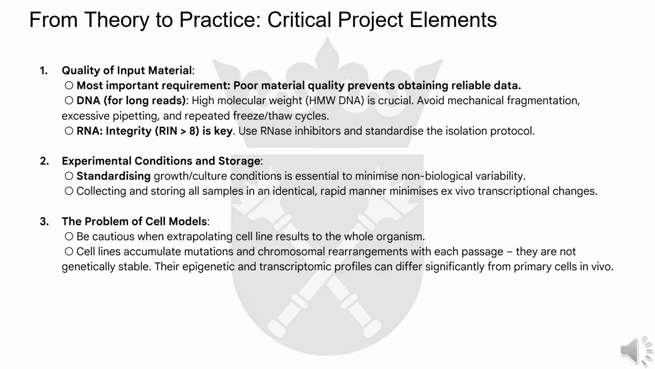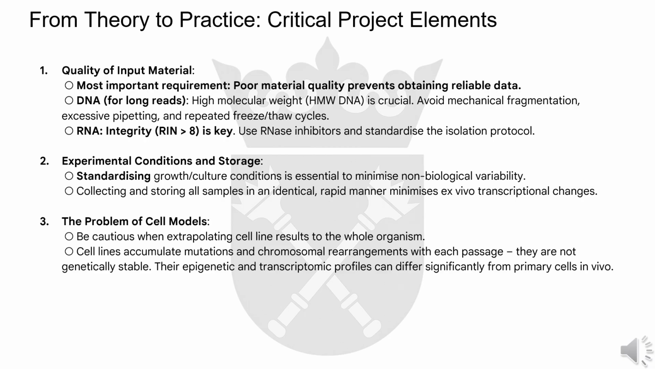In this part, we move on to practice. Even if we choose the best technology, without good quality input material, nothing will come of it. For long-read sequencing, it's crucial that DNA is of very high quality, high molecular weight, intact. This means no vortexing, no pipetting back and forth 10 times, no repeated freezing and thawing.